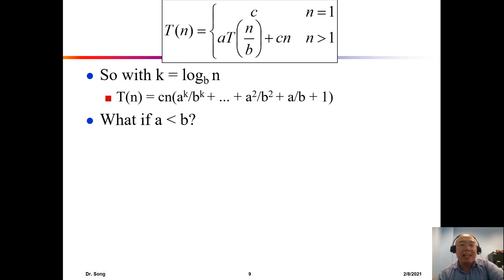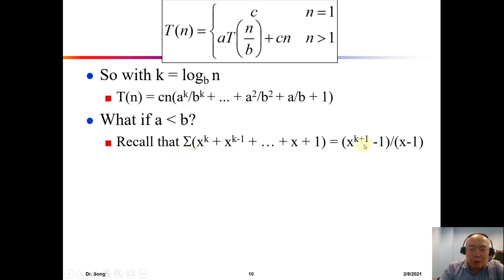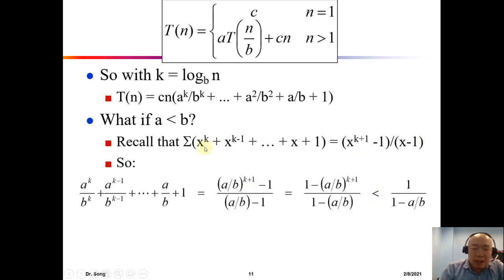How about when a is smaller than b? So when a is smaller than b, we want to use this formula, and this is the formula I said earlier that you should have from an algebra course. If we have the sum of x to the power k minus 1, down to x cubed, x squared, plus x and plus 1, it will be this equation. And after that, instead of x, now we have a divided by b, right? So we just substitute x with a divided by b, and then we are going to have this.